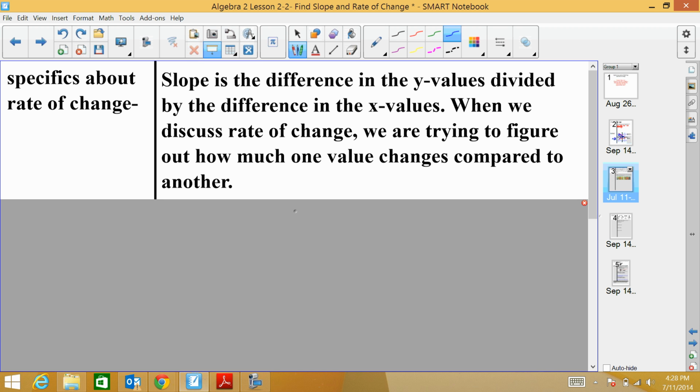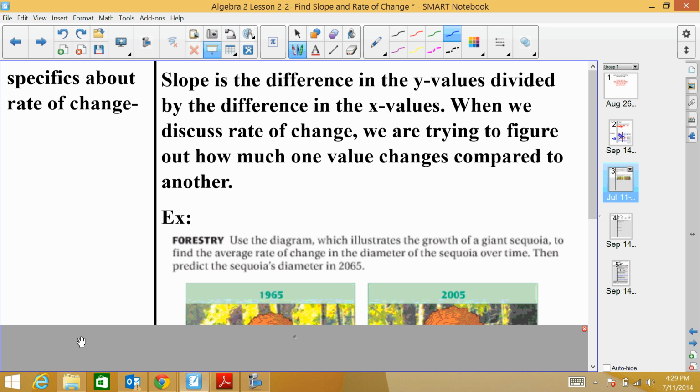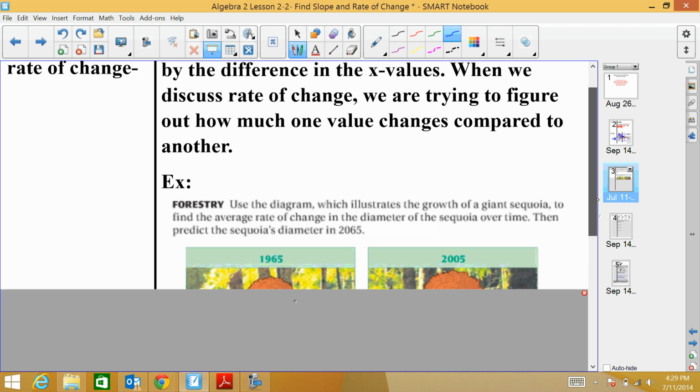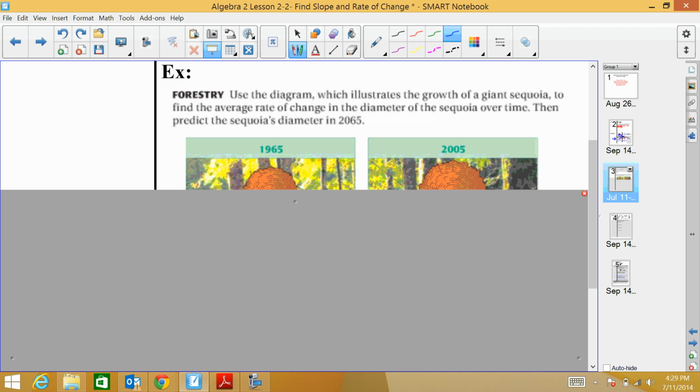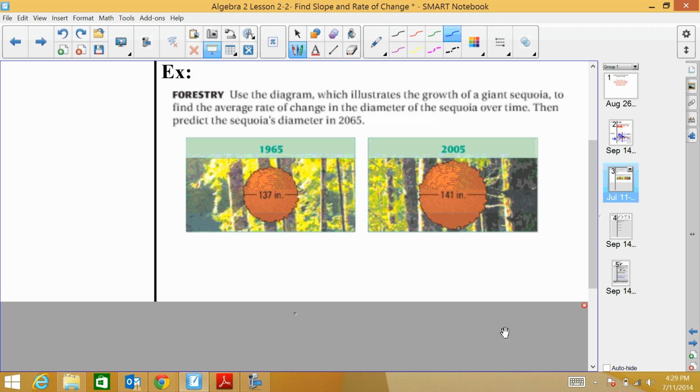Okay, now there's some specifics about rate of change that you might not really think about in accordance with slope, so I just wanted to go over a few things with you. We know that slope is the difference in the y values divided by the difference in the x values. So when we're talking about rate of change, you're just comparing how much one value changes to the other. And this is used in a lot of real-world problems. So let's take a look at this example from your book that has a real-world problem.